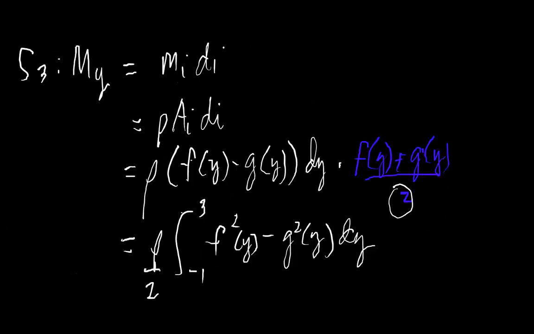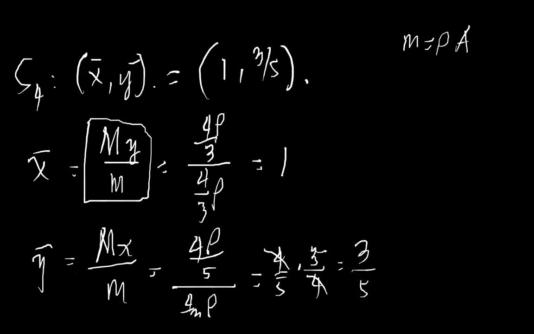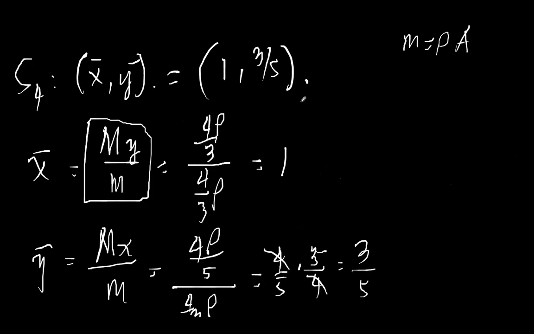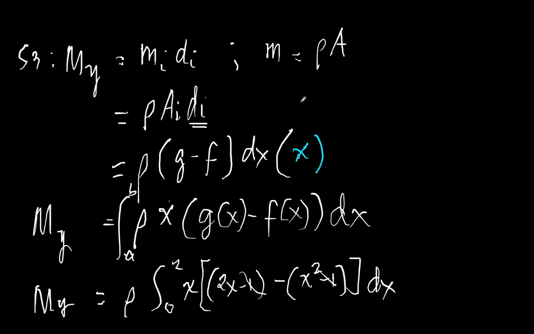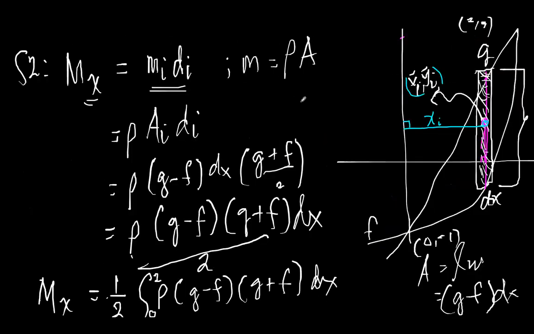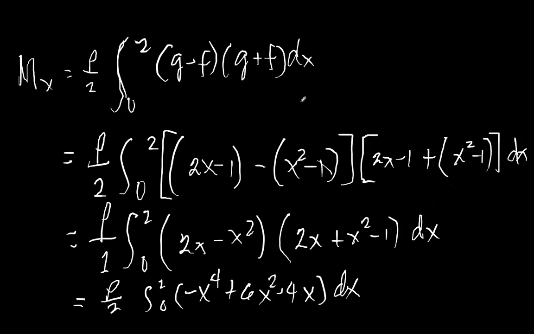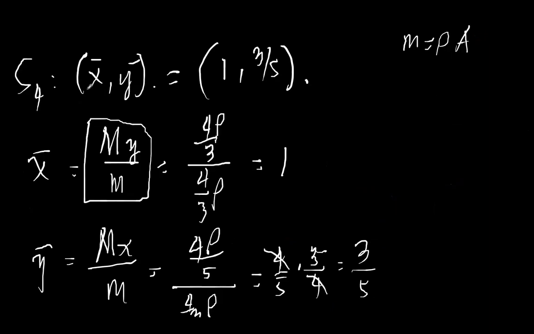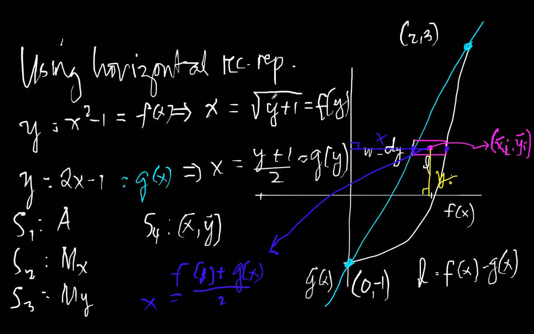Let's check if we get the same answer as when we used the vertical representative. Oh, here we go. All right, so we got the same answer, guys. Therefore, whichever formula or technique you use, or orientation for the rectangular representative, you'll still get the same value.